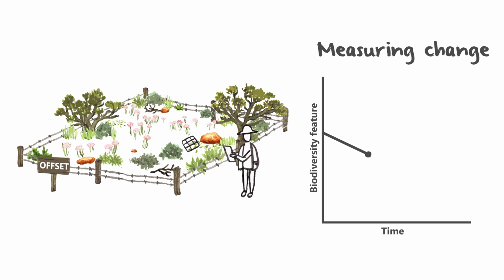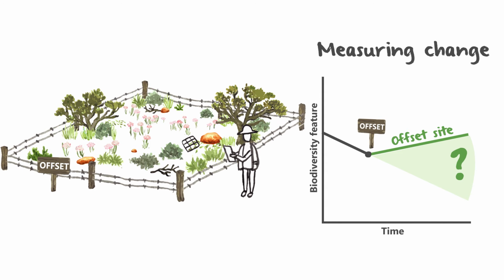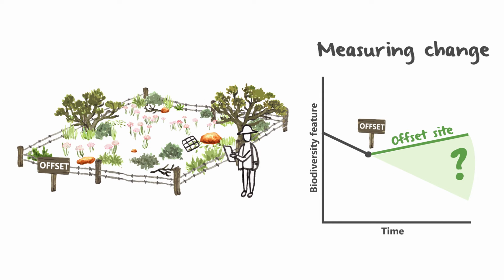As discussed in video 4, the outcome we measure at the offset site is only part of the picture. Best practice evaluation requires us to work out how much of the change at the offset site is caused by the offset actions. That means that we also have to compare the changes at the offset site with the changes occurring in similar control sites where the offset actions are not being done. This is so that we can check whether our assumptions about the counterfactual scenario were correct.